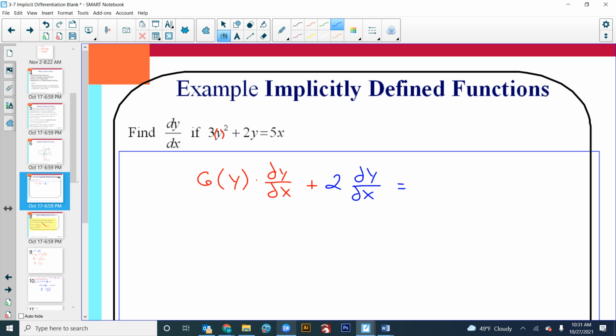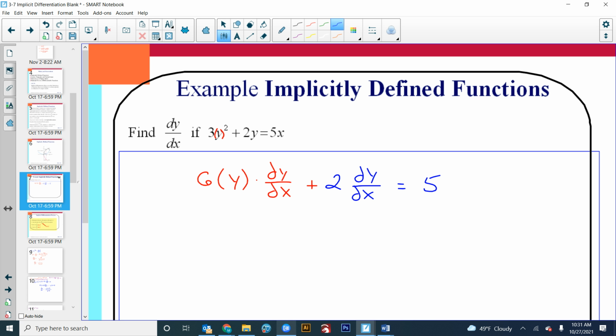What's the derivative of 5x with respect to x? 5. And like Cole said, she brought up the point, could you say 5 dx/dx? Isn't the derivative of x with respect to x dx/dx? But that's just 1. Not worth writing.